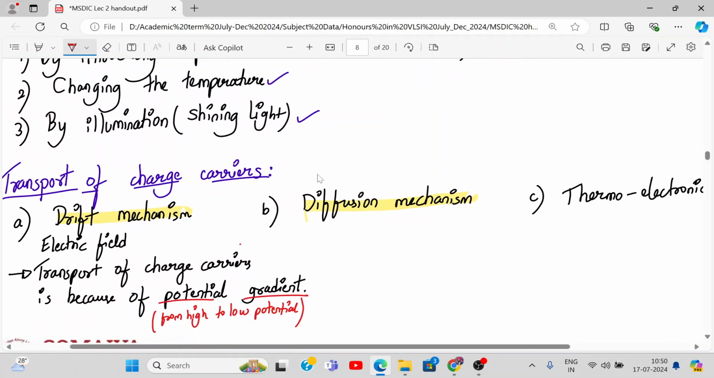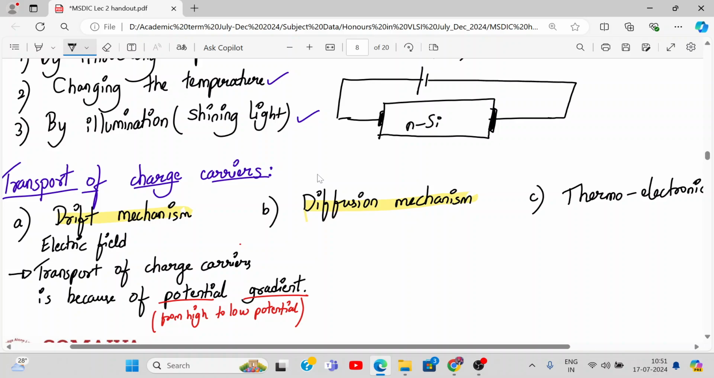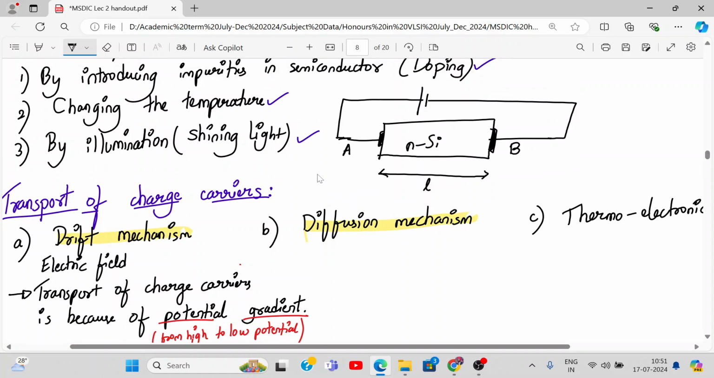Okay, listen here. Let's say you have an N-type semiconductor material, made up of N silicon. It's an N silicon bar. Here are the terminals. And now you apply the electric field to it. Let's say you apply an external voltage over here. The terminals are A and B. The length of the semiconductor is small l. And the voltage which we are applying is Vs.